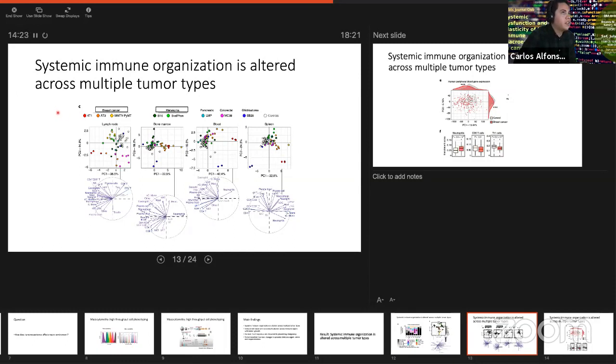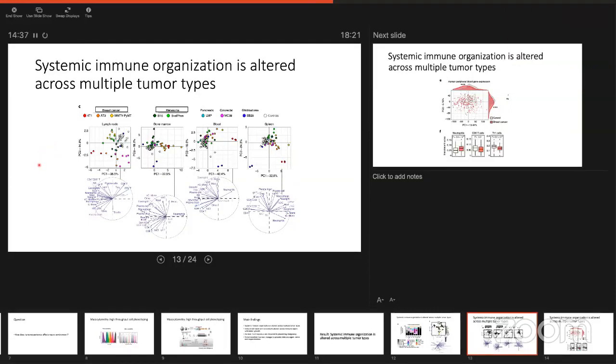And yes, I guess this is a very simplified way of explaining this, but I don't know if the authors would like to add something. I think that's great.